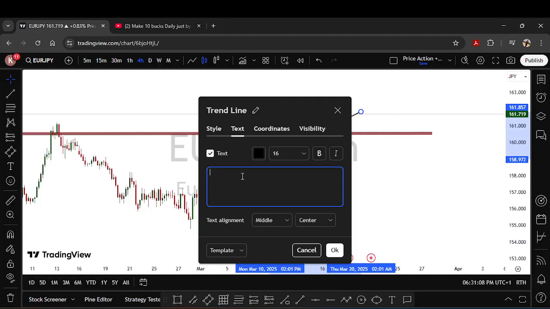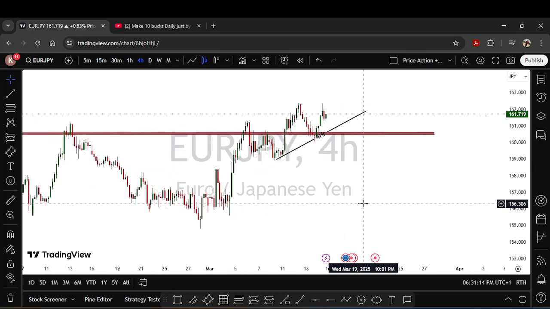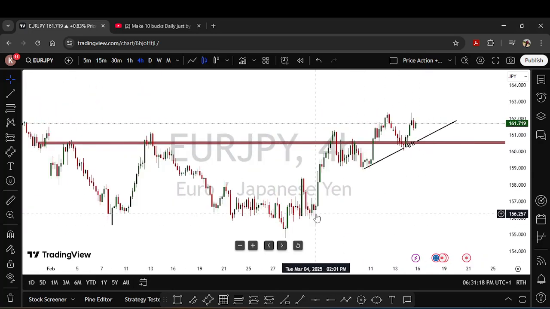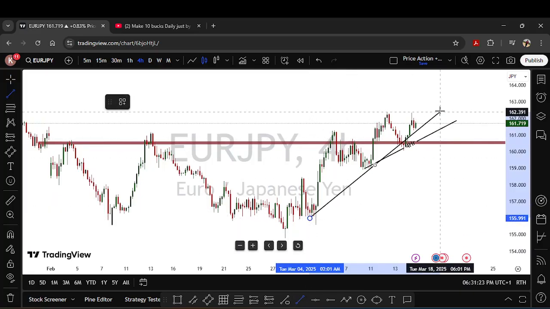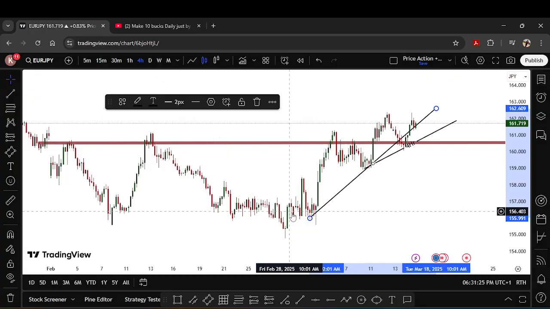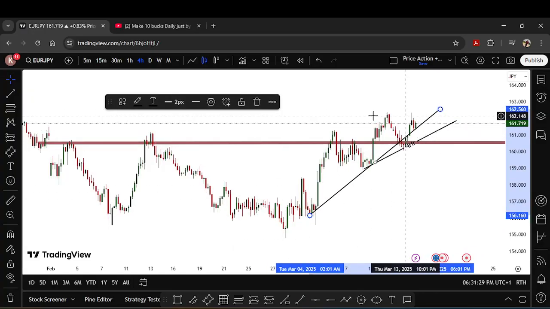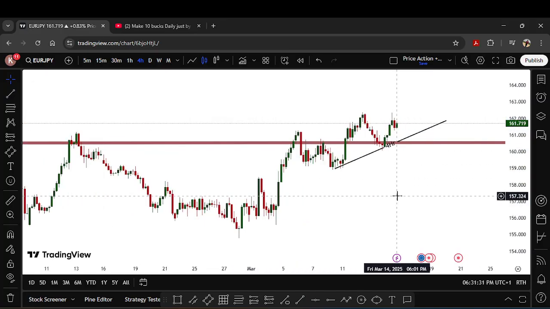What am I writing? 4H. Alright, so EURJPY is in an uptrend. You can see we are making higher highs and higher lows. I don't know if I should draw from here. Let's see what happens. When we draw from here, it's not tallying. It's breaking the trend. Let's give it that one.